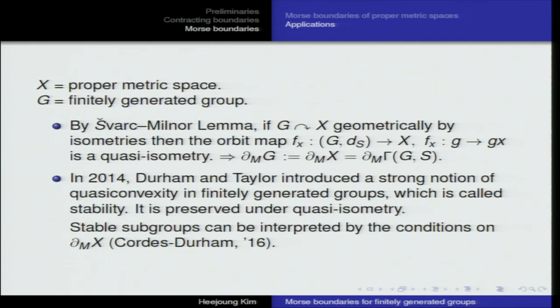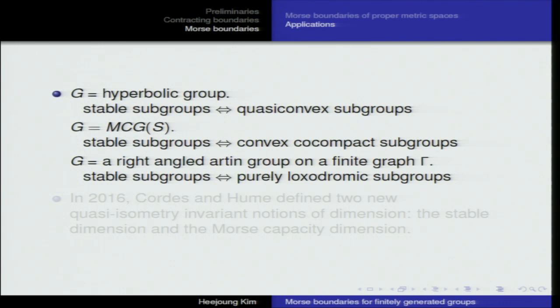And indeed, stable subgroups appear in much of the literature. For example, if G is a hyperbolic group, then stable subgroups are quasi-convex subgroups. If G is a mapping class group, then the stable subgroups are just convex cocompact subgroups. And if G is a right-angled Artin group on a finite graph gamma, then stable subgroups are purely lexicographic subgroups. Those groups are very interesting and many people have studied them, so they are very important.